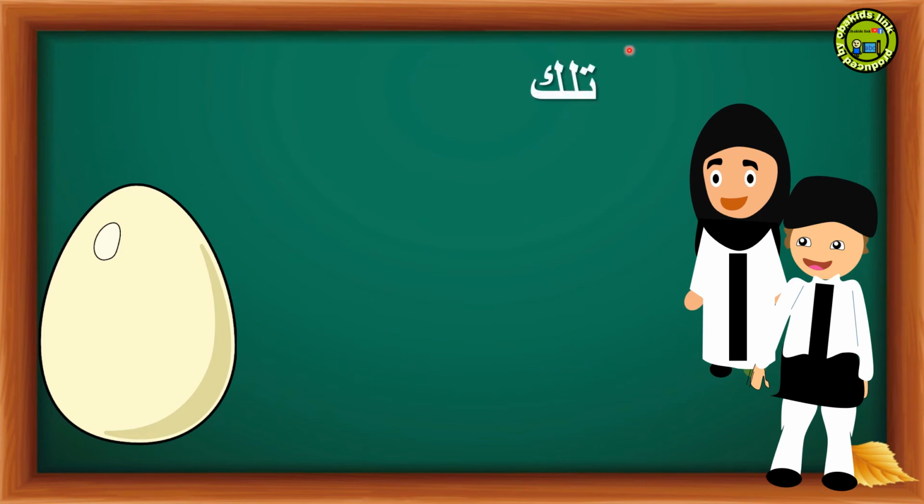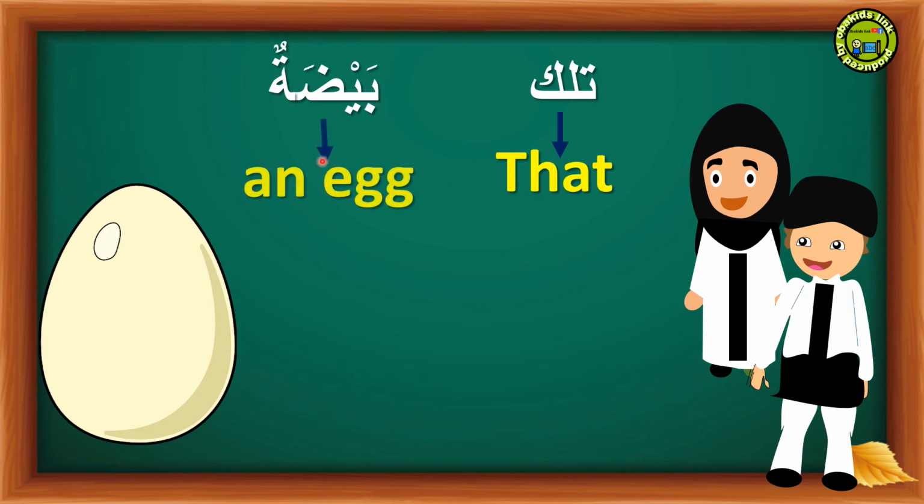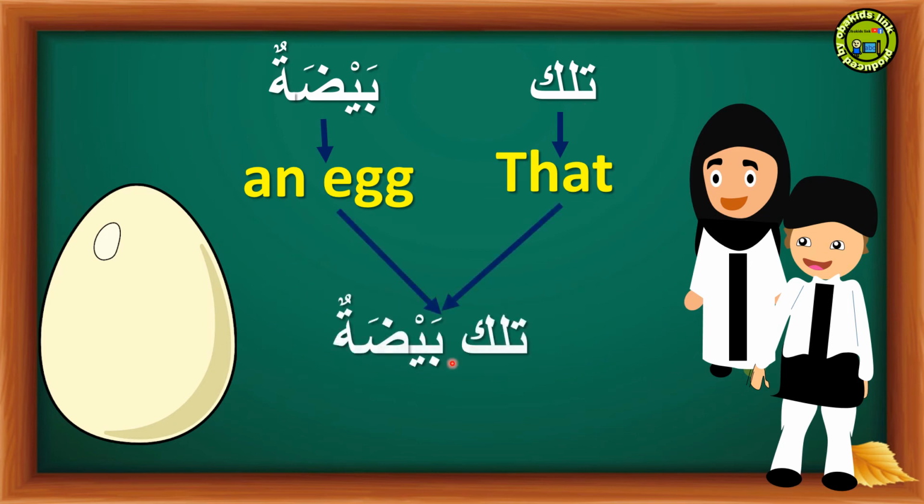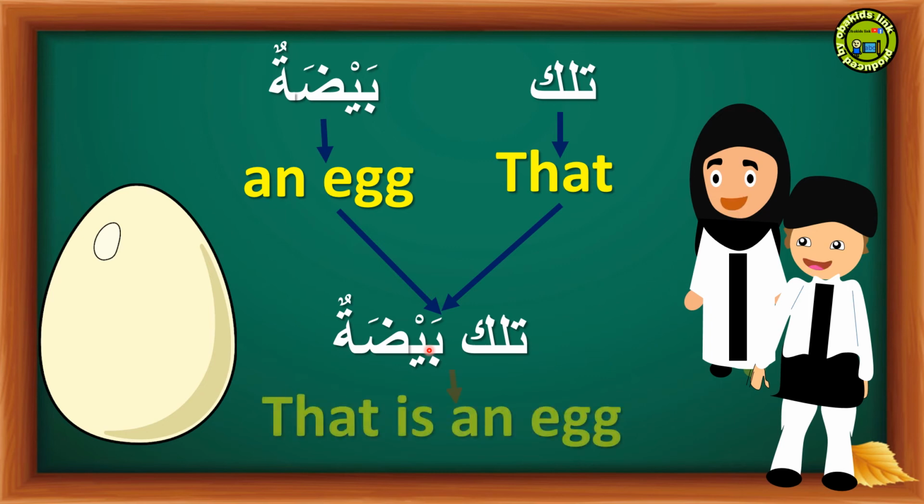This is Tilka. Tilka is a singular feminine demonstrative pronoun, which means that. This is Baidatun. Baidatun is a singular feminine noun, which means an egg. Now if we join Tilka and Baidatun together, it becomes Tilka Baidatun. Say after me. Tilka Baidatun, which means that is an egg. Let us see another example.